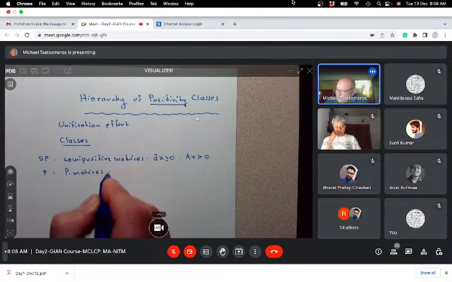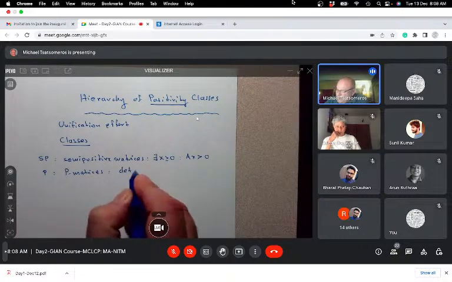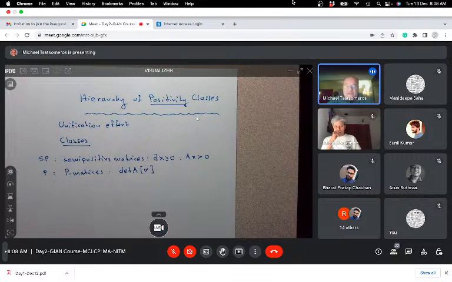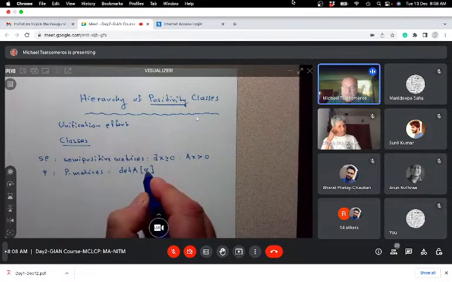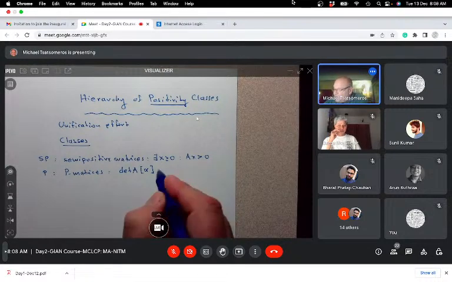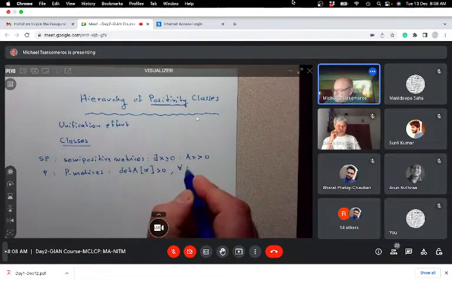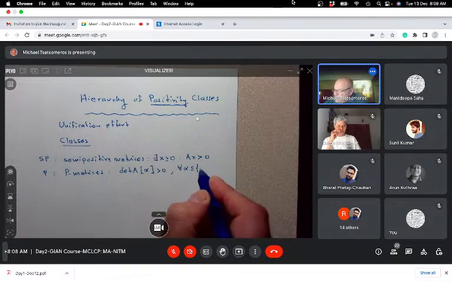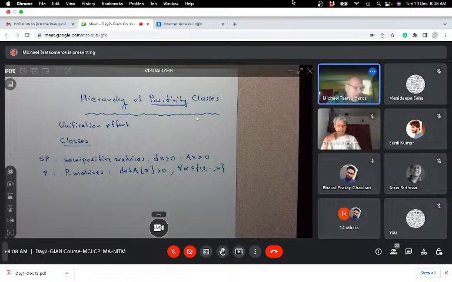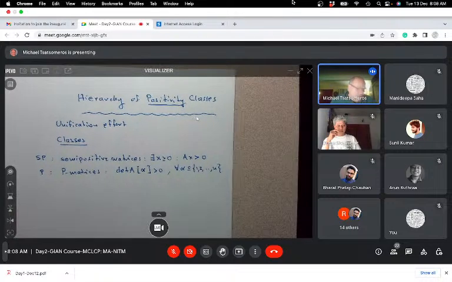These are matrices for which the principal minors of the matrix, in other words, the determinants of the principal submatrices A of alpha, are positive, all of them. So for every alpha, a subset of 1, 2, down to n, all the principal minors are positive.